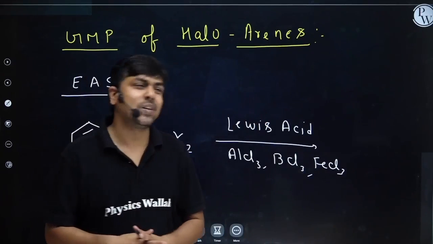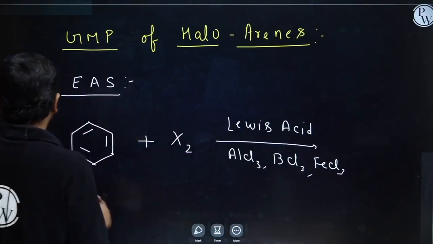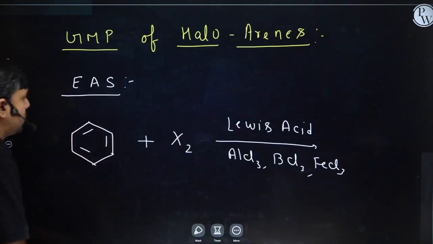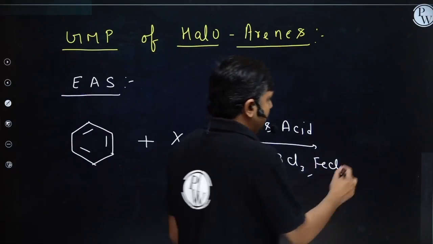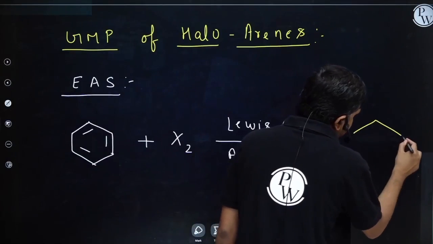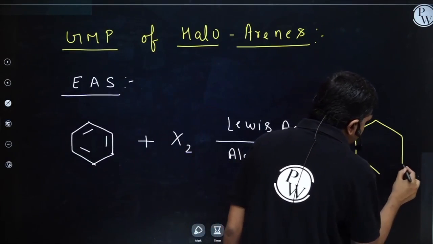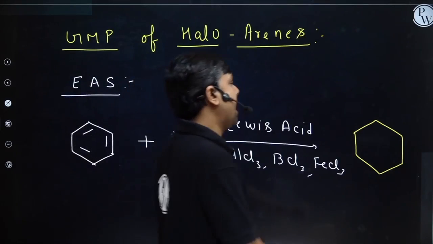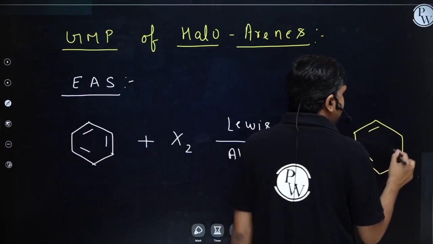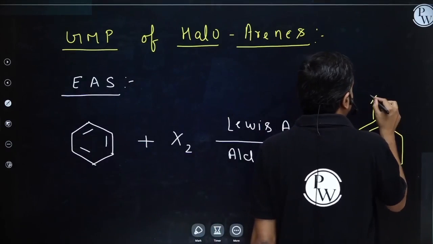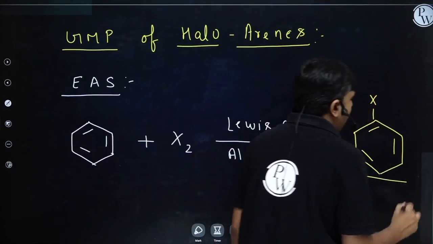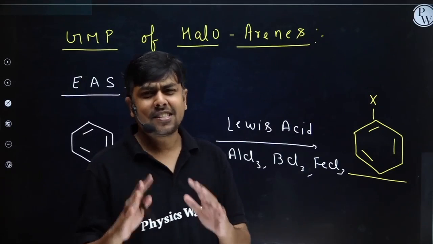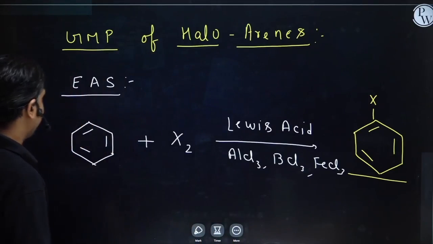Am I clear, students? Now, whenever this benzene is treated with halogen in the presence of a Lewis acid, the reaction is an electrophilic aromatic substitution reaction. One of the hydrogens gets replaced by halogen and we will have the formation of halobenzene or aryl halide. Am I clear? Let's talk about the mechanism of this reaction.